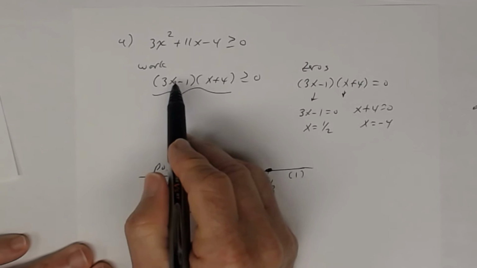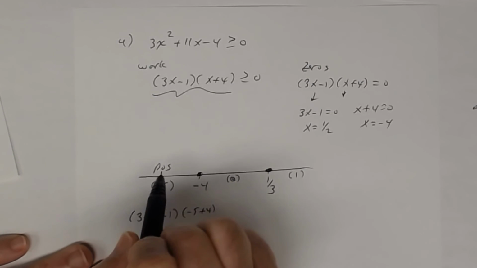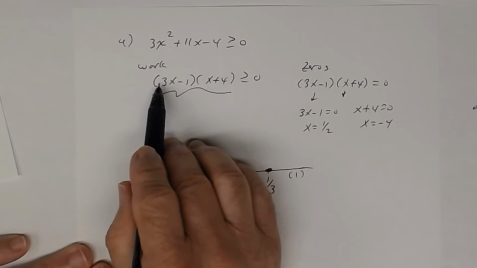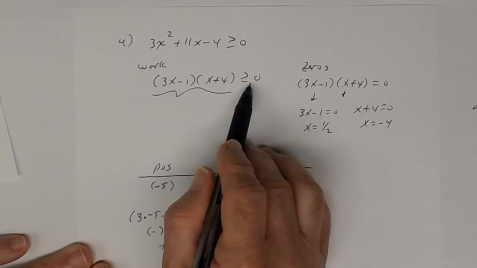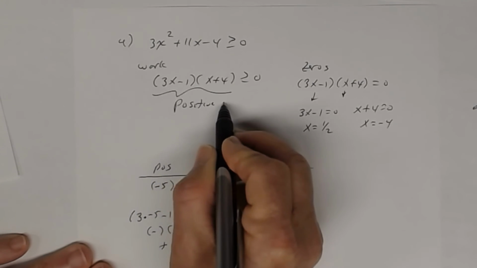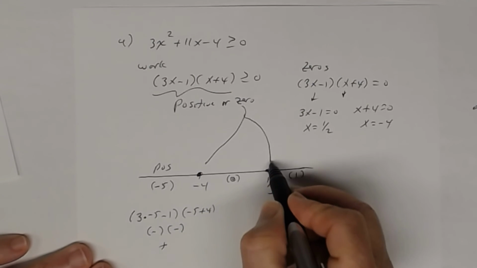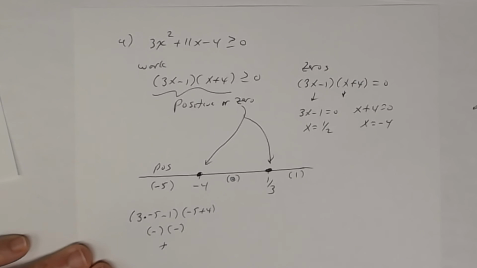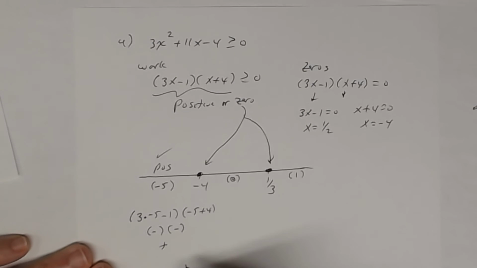Is that what I want? Yes, I do, because whatever real numbers are my solution, I want that expression here to be greater than 0 or equal to 0. So meaning positive or 0. And I already took care of the 0 with the brackets. So that's going to be a solution because I see positive here.